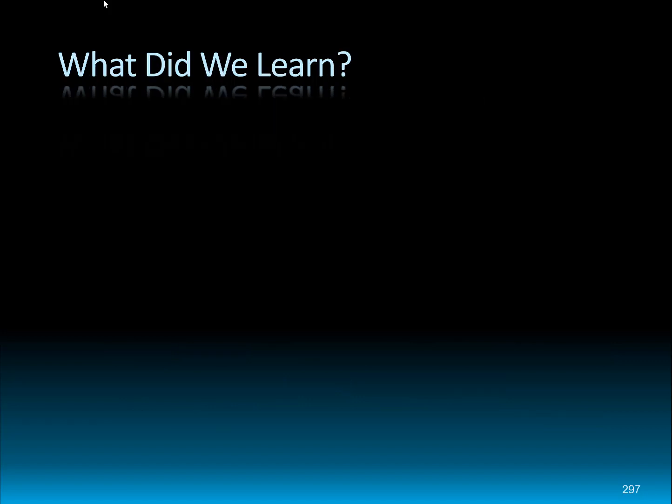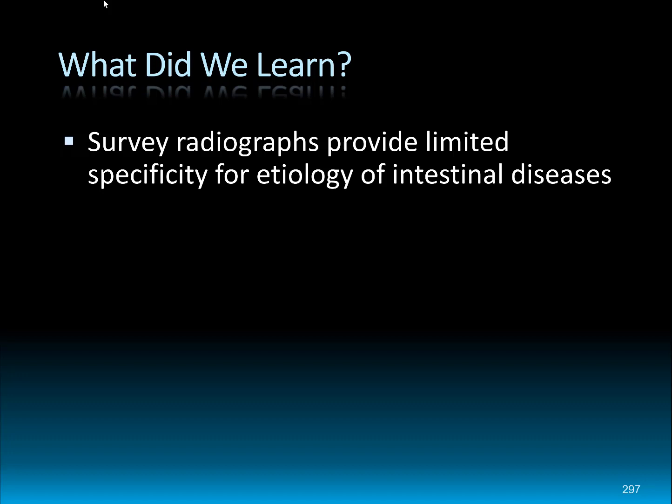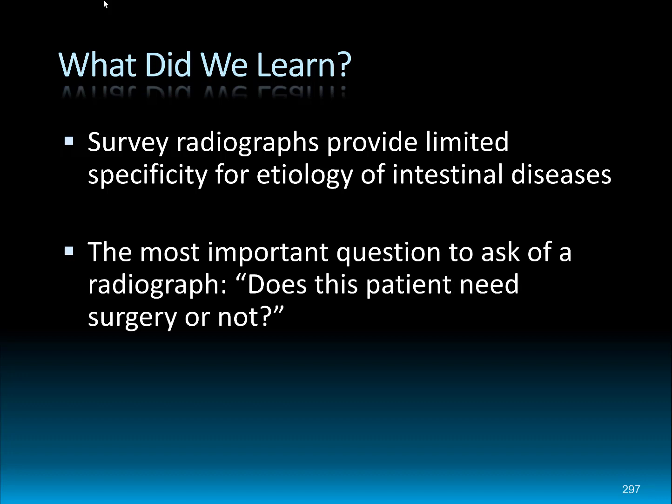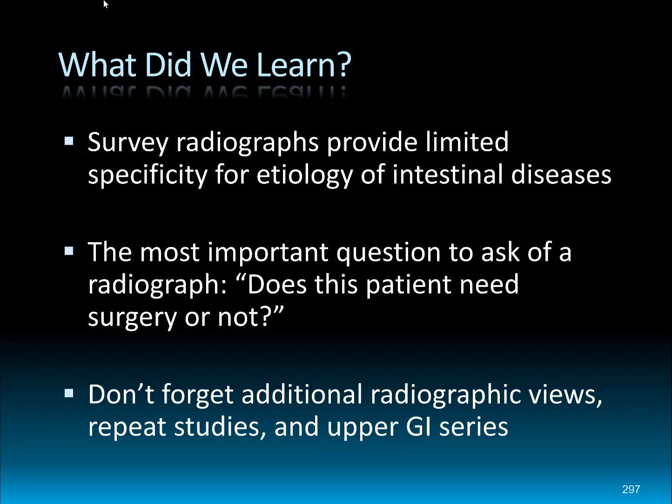So that's it for the GI tract, at least for the small intestine part. What did we learn? Survey radiographs are good for some things, especially identifying presence of obstruction, but they're not very specific for etiology of various diseases. The biggest thing we have to ask when we're evaluating the small intestine is, does this patient need surgery or not? And don't forget, upper GI series, follow-up radiographs, different views can be very useful in your armamentarium for identifying what disease might be going on in the GI tract.